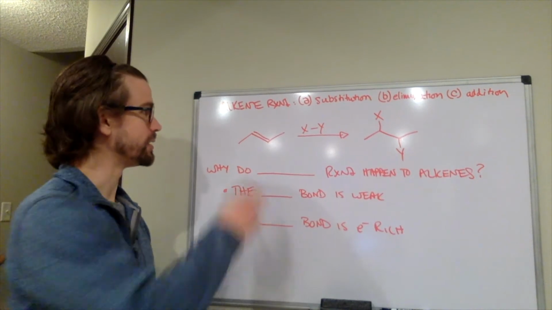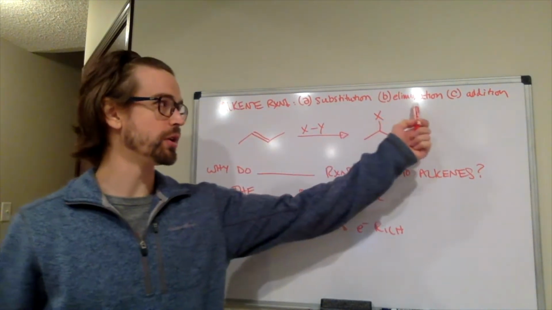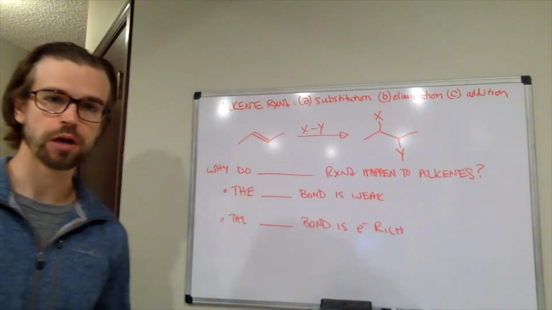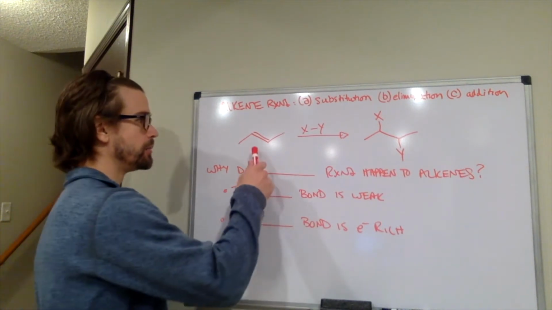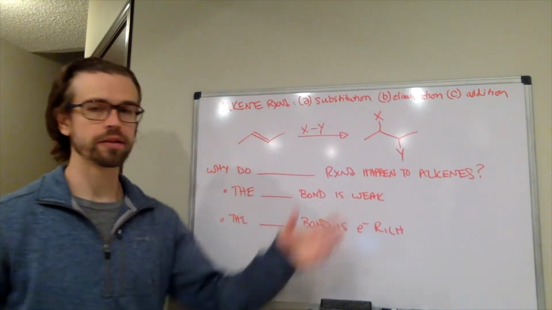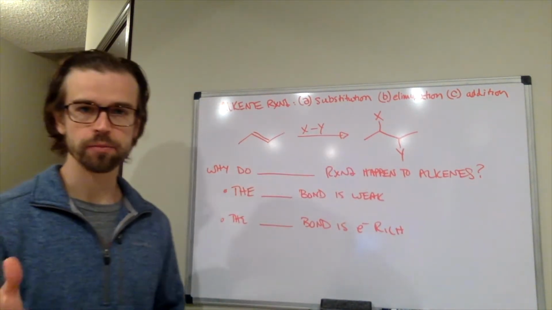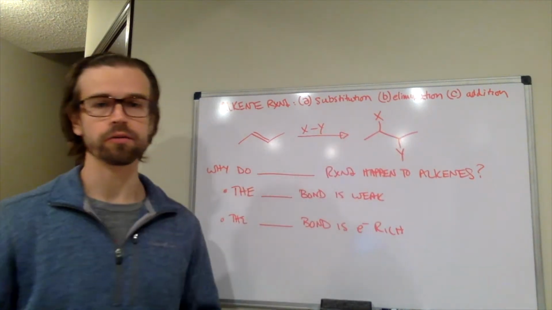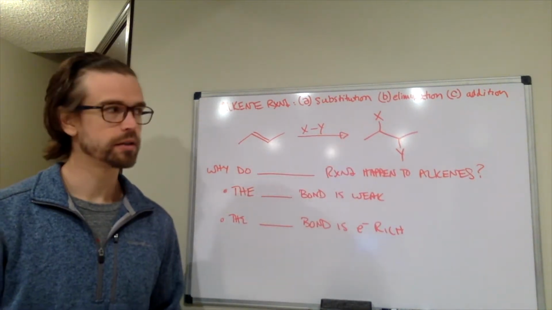All right, so this says alkene reactions. Are they substitution, elimination, or addition reactions? So how would we classify them? So we have our alkene, we have X and Y, and then we have our product. So go ahead and pause the video and choose which one of the reaction types this is.